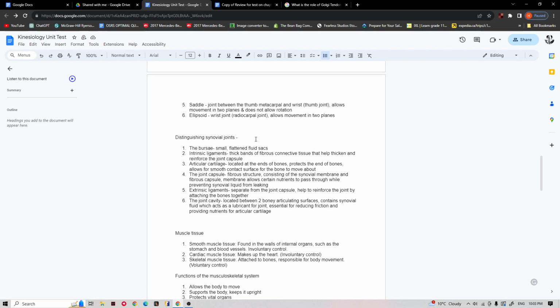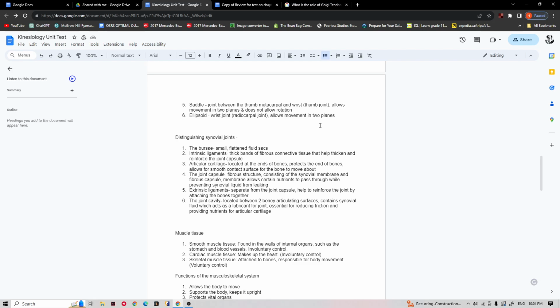Distinguishing features of synovial joints. Number 1, the bursae, small flattened fluid sacs. Number 2, intrinsic ligament. Thick bands of fibrous connective tissue that help thicken and reinforce the joint capsule. Number 3, articular cartilage, located at the ends of bones. It protects the ends of the bones and allows for a smooth contact surface for the bone to move about.